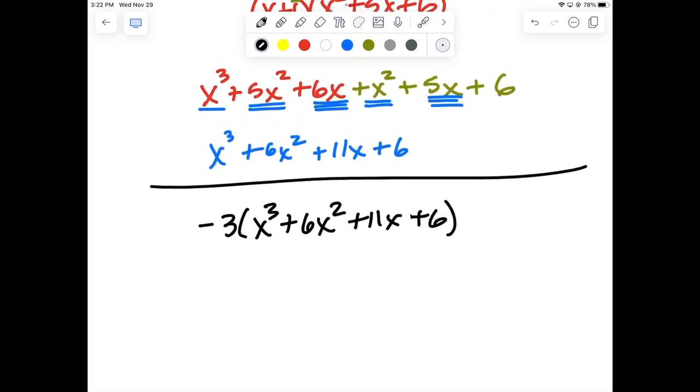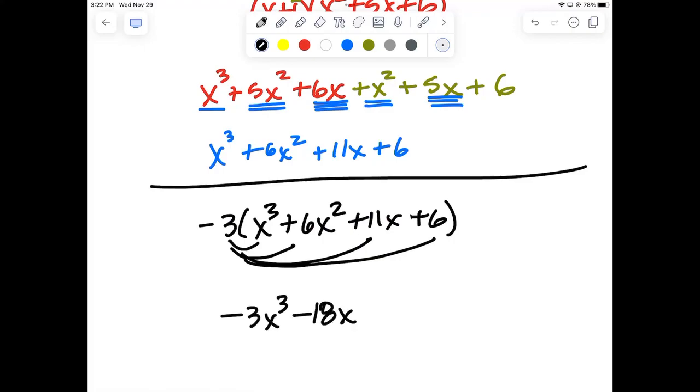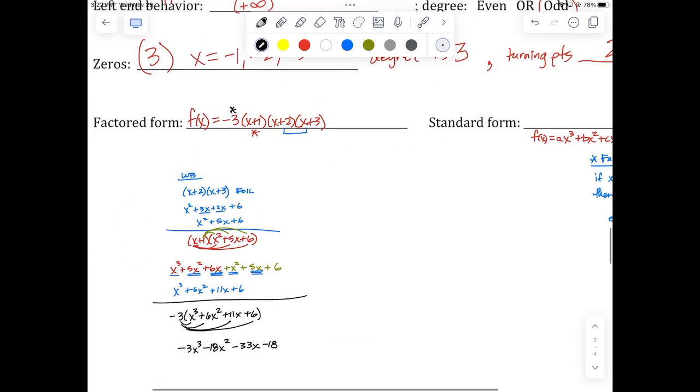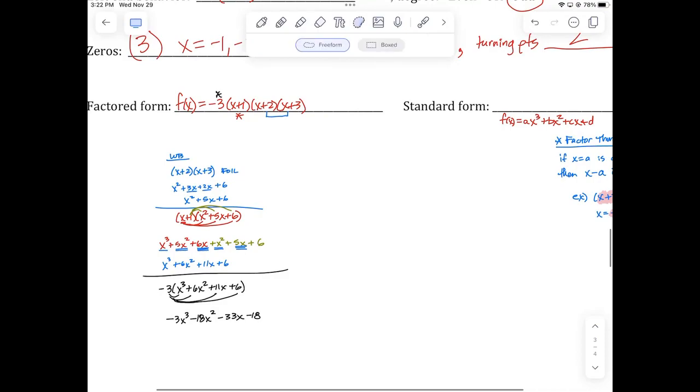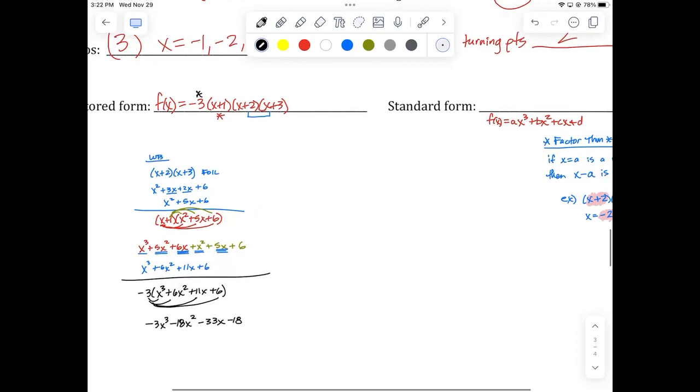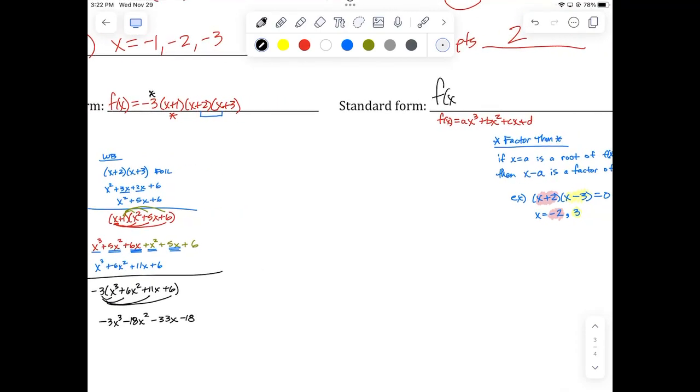Okay. Now I can distribute the -3 all the way through, and I get -3x cubed minus 18x squared minus 33x minus 18. And now all I got to do is bring that up to the top. So let's copy that with our little lasso so we don't have to rewrite it. And in standard form, I'll say f of x. Don't forget f of x equals. Don't forget that part. And then I'll just paste it down here, and boom, there it is.